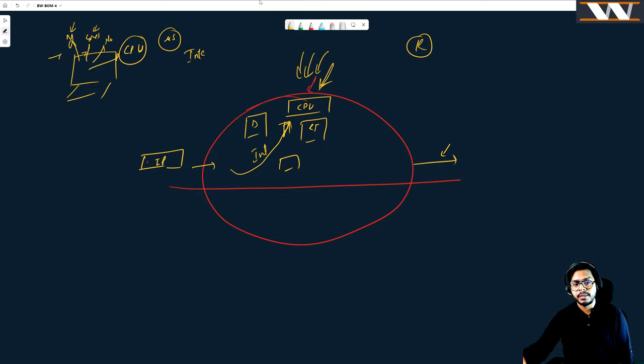You are interrupting the CPU, saying, Mr. CPU, whatever you are doing, just stop. Just give me some time so that I can switch this packet. I can forward this IP packet. Can you do an ARP for me so that I can know the next hop MAC address, so that I can send this IP packet over this interface?